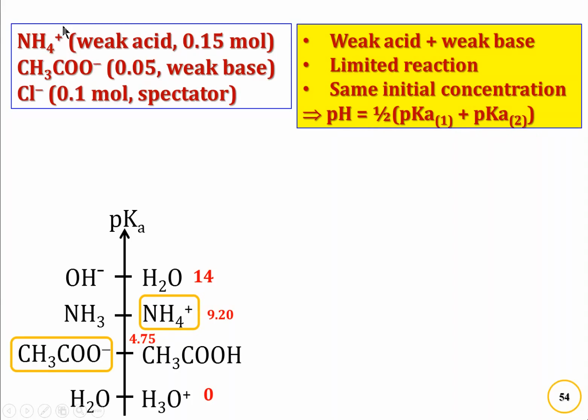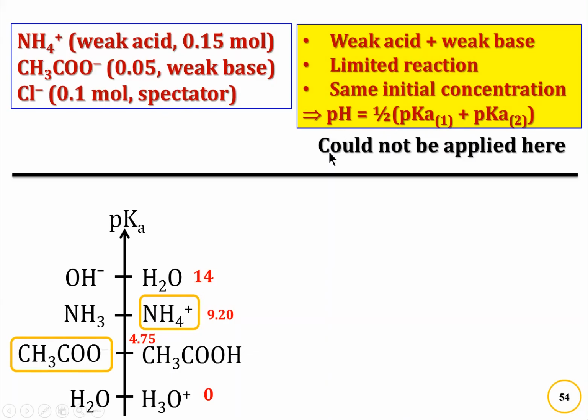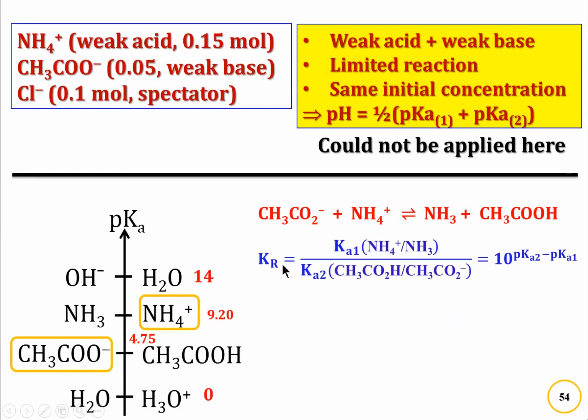In this example, we have a weak acid plus a weak base, and the reaction between them is limited, but the acid and the base do not have the same initial concentration, so this relation cannot be applied in this type of exercise. We write the limited reaction: CH3COO- plus NH4+ gives NH3 plus CH3COOH. Kr of the reaction is equal to the concentration of NH3 times CH3COOH divided by CH3COO- times NH4+ at equilibrium.